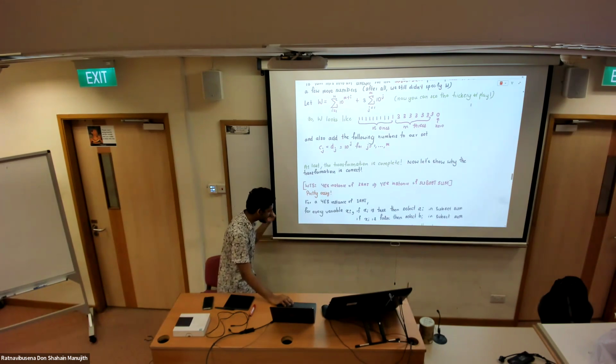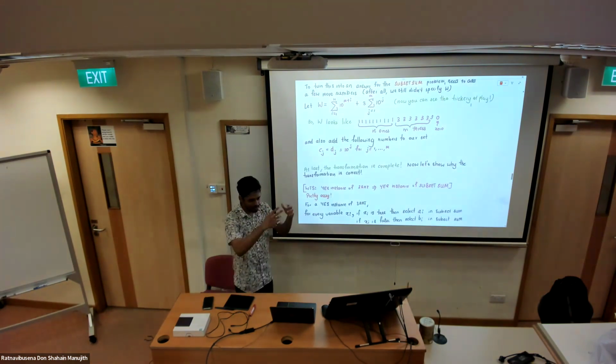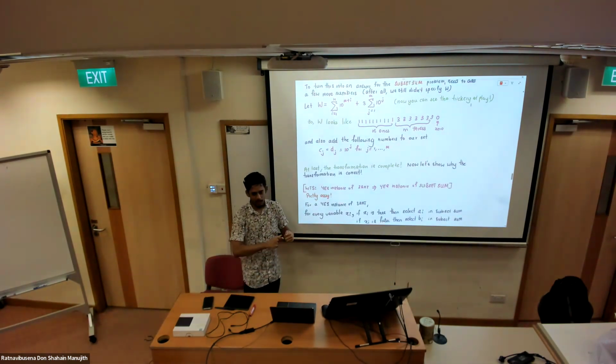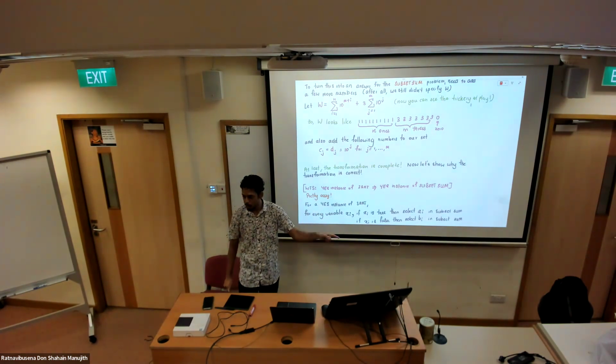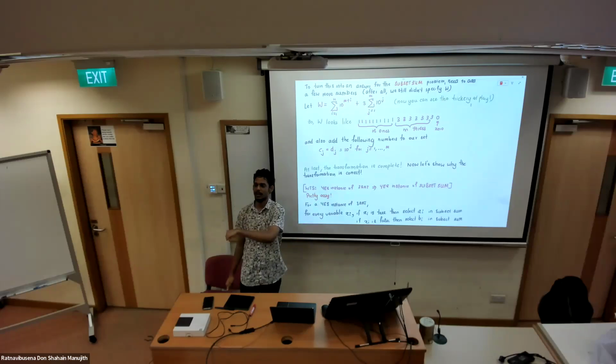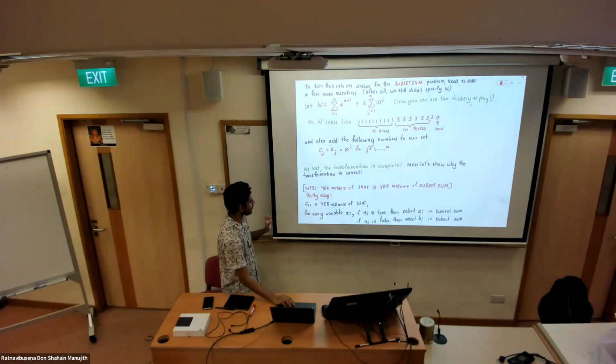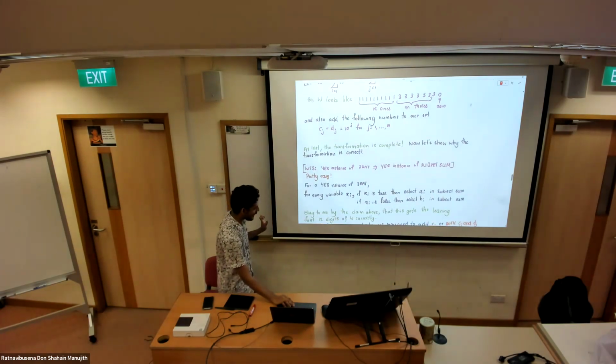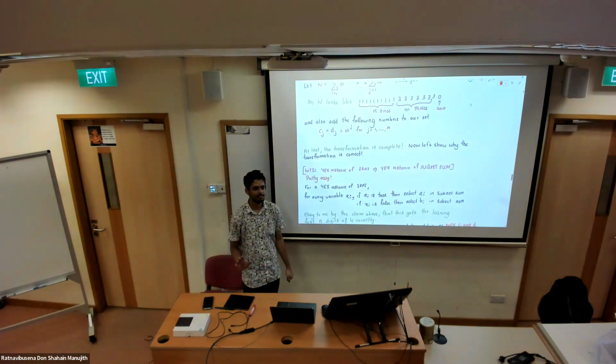Because the 3-SAT instance is true, we have a satisfying assignment, right? So for every single variable xi, if xi was true, you include ai. If xi was false, you include bi. Easy to see by the claim above that this gets the leading digits right and it is correct.